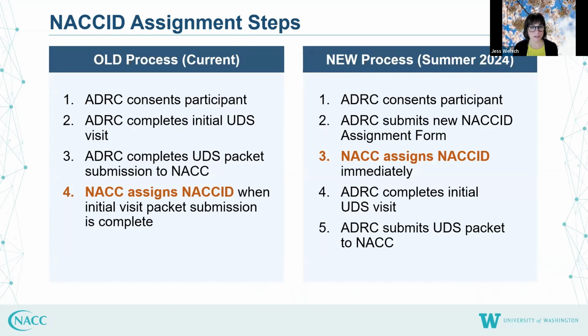So right now, ADRCs consent a participant to be a part of the study and then complete the initial UDS visit, right? So you go through and you collect all the data on the forms, and then the ADRCs complete that packet and submit it to NACC using the current portal that's available. And then once that packet becomes finalized is when participants receive that NACCID. And so it exists, it's just less visible than it will be with the new process.